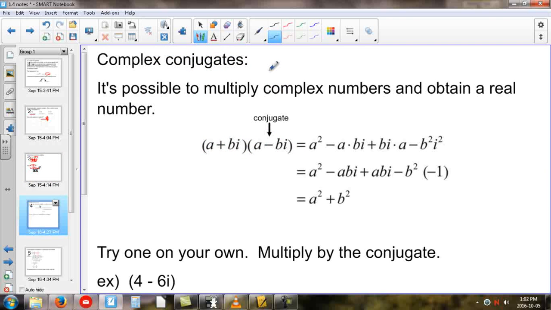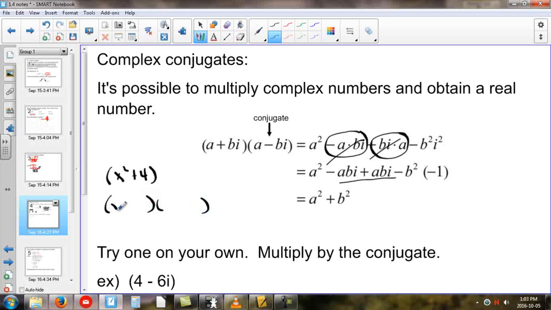Complex conjugates. When we multiply complex numbers, it is possible to get the complexity to go away. Specifically, when we multiply a complex number by its conjugate, where the sign has been switched. If you look at the math that happens here, you get a negative abi and a positive abi, and they're going to cancel each other out right down here. That leaves us with, because of the i squared becoming negative 1, a squared plus b squared. So if you ever wondered, does x squared plus 4 factor? The answer is x squared plus 4 doesn't factor unless you use imaginary values.